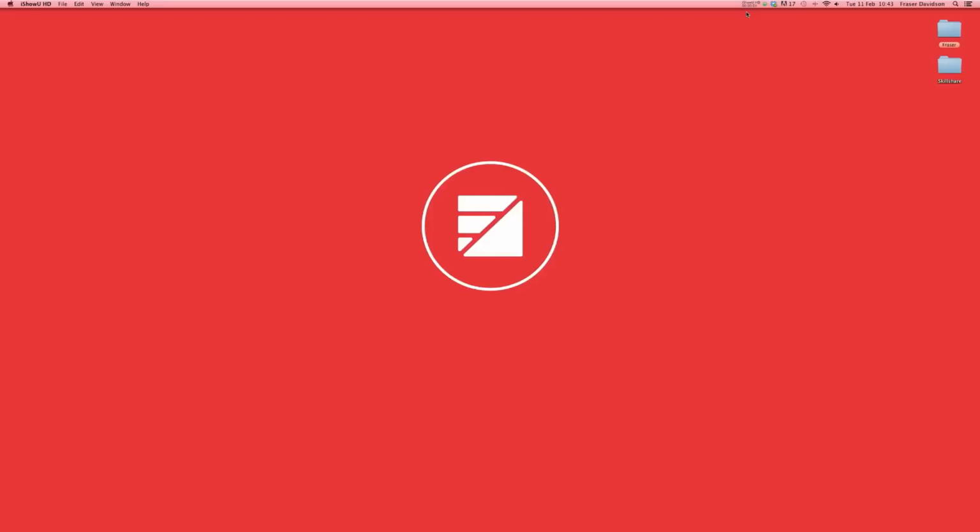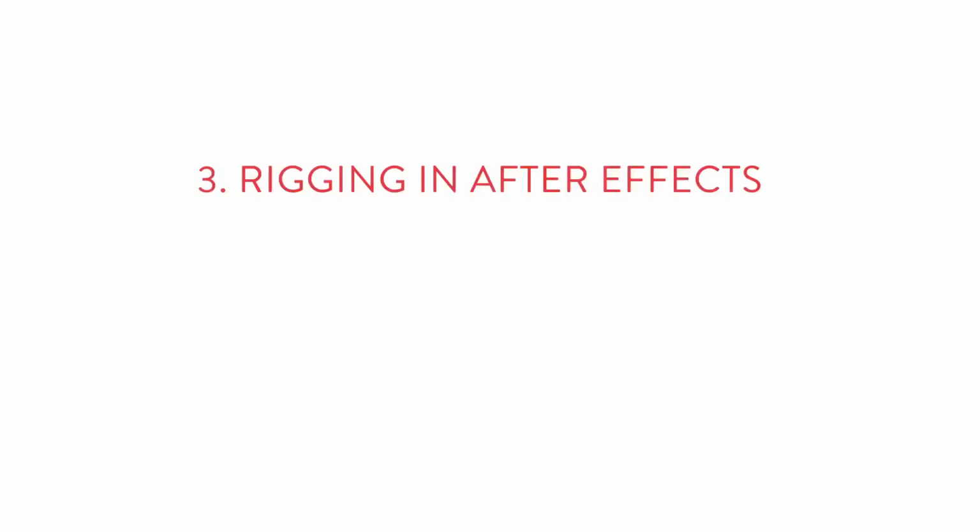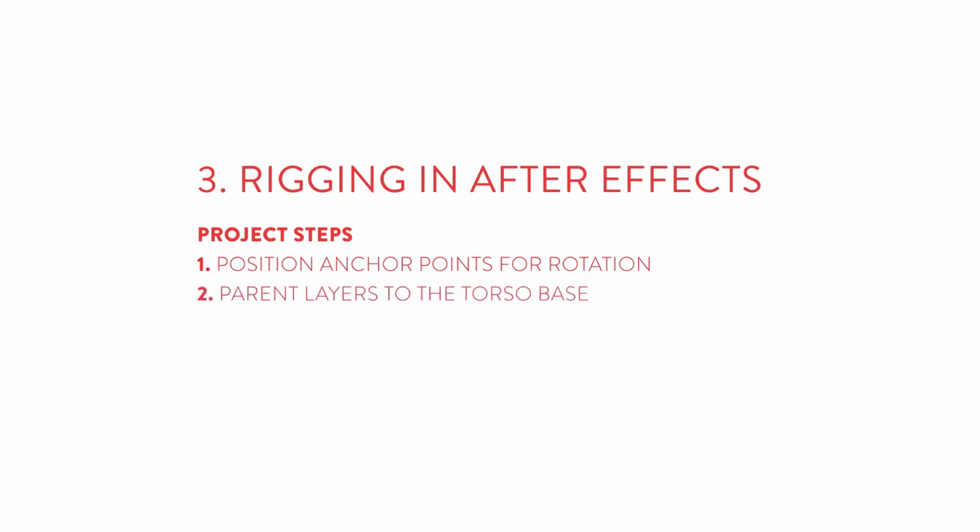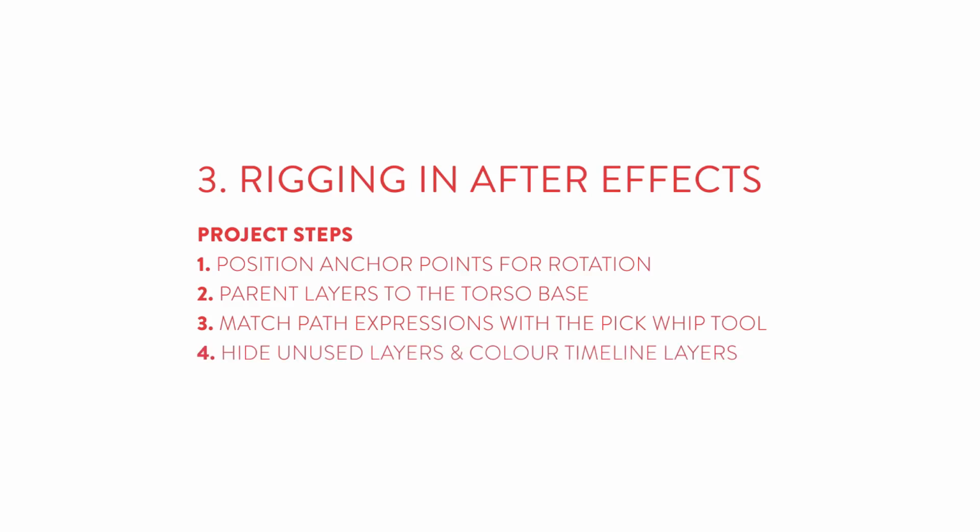Okay, so welcome to part 3 of Create a Simple Animated Character. This part is called Rigging in After Effects. In this section, we're going to place our anchor points for rotational animation. We're going to parent our layers to the torso base. We're going to match up some stroke expressions with the pick whip tool. And we're going to hide unused layers and color and label our layers for clarity.